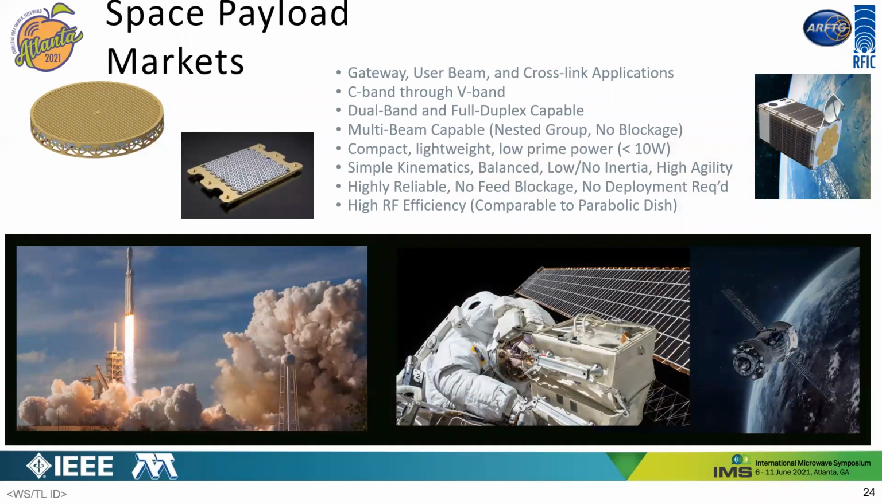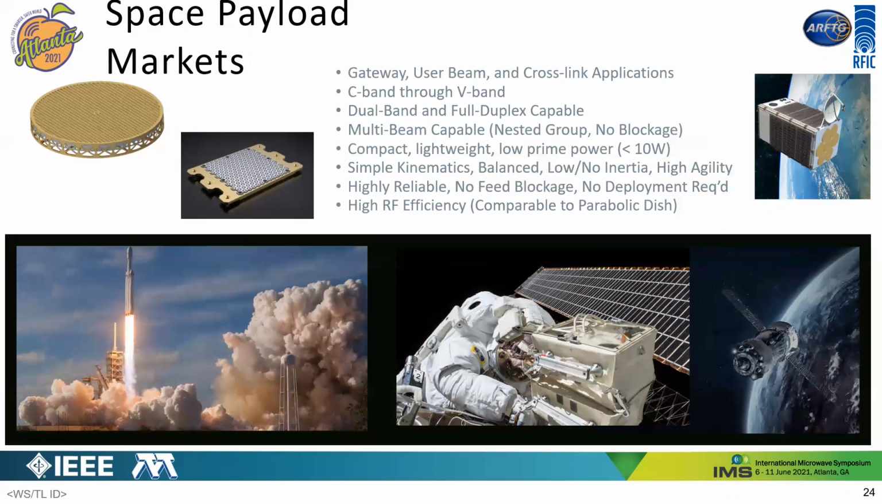Space payload markets, well, these have various functions. These are the antennas that are actually on the spacecraft themselves. These could be extremely small because satellites come in all sizes. They come from 3U satellites, which would be roughly the size of a loaf of bread, up through nanosats, small sats, and of course, traditionally the larger satellites as well.